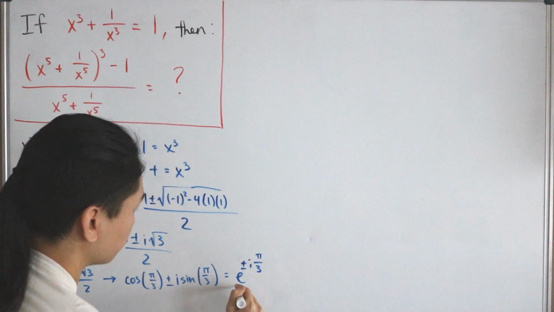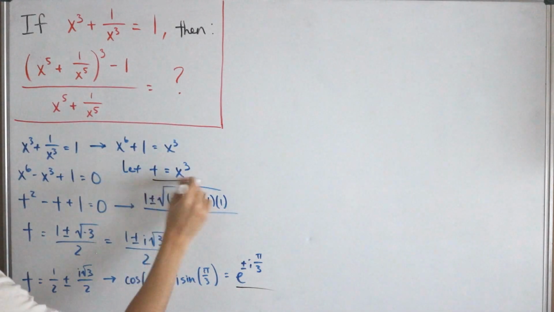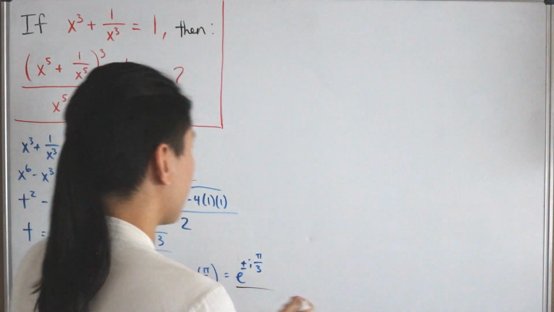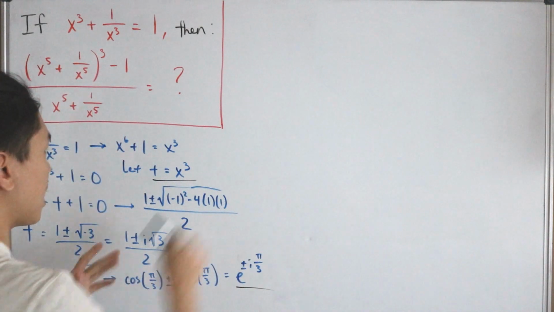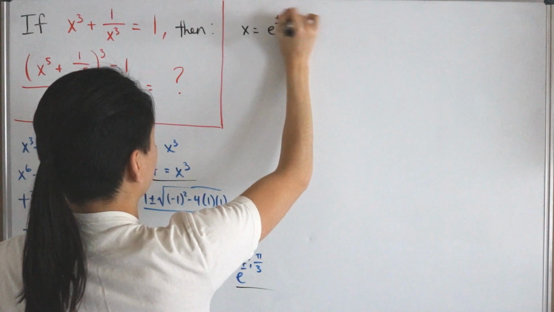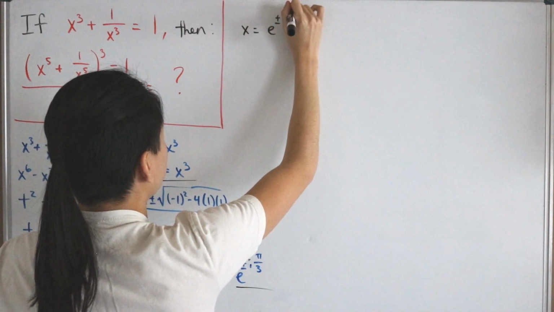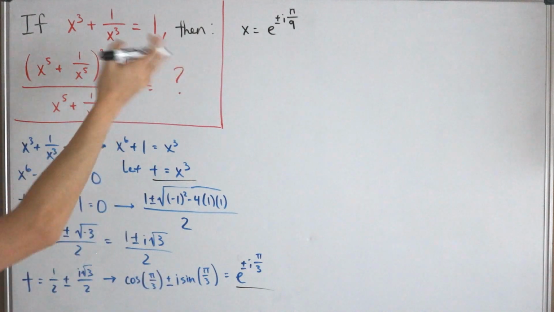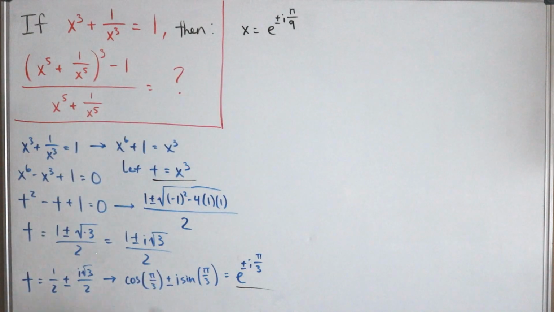That doesn't mean it's x on its own, so we want to solve for x. Simple enough, all we have to do is take the cube root of both sides and see that x is equal to e to the power plus or minus i times pi divided by 9. That's nice, we at least solved for the variable on its own. Then of course we can just plug it back into all this.